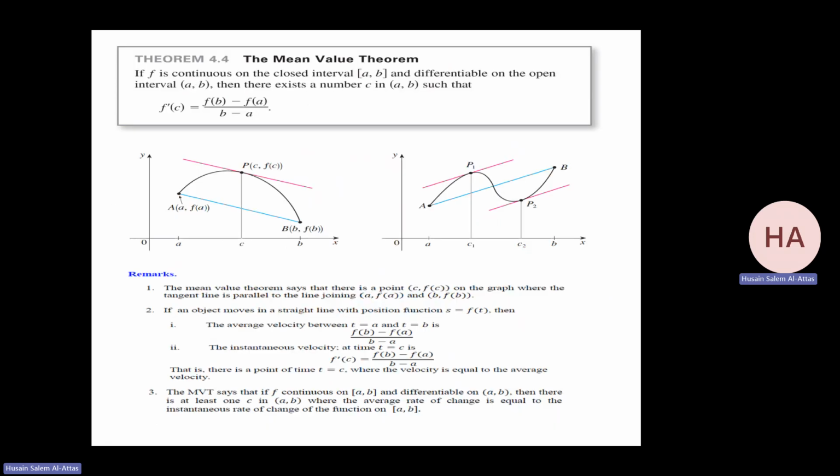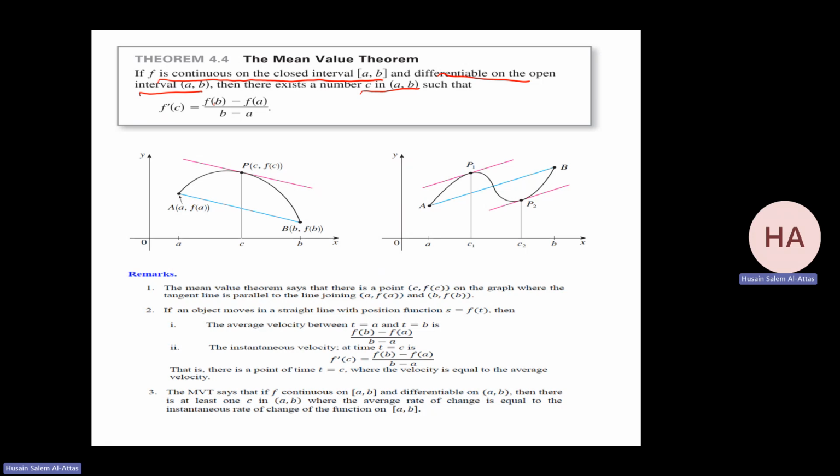Now let me move to the mean value theorem. By the way, Rolle's theorem is a special case of the mean value theorem. It says what? If f is continuous in the closed interval and differentiable in the open interval, it does not say anything about f of a and f of b. Right away, there exists a number C in the interval (a, b) such that f prime at c equals f of b minus f of a over b minus a. Notice, if f of a equals f of b, then I have f prime at c equals 0, which is Rolle's theorem. So Rolle's theorem is a special case of this.